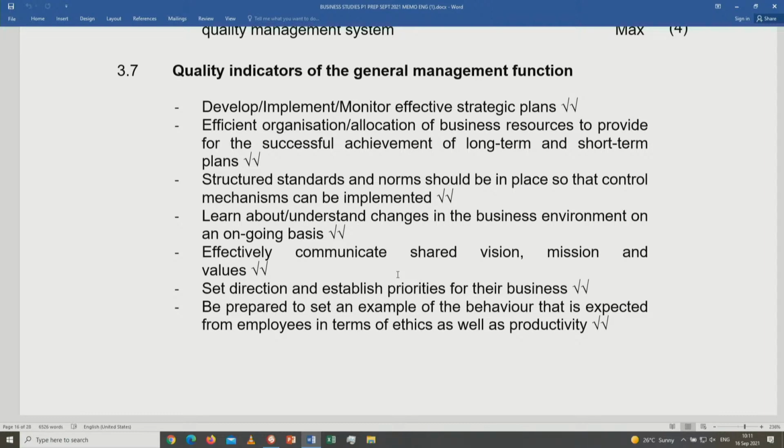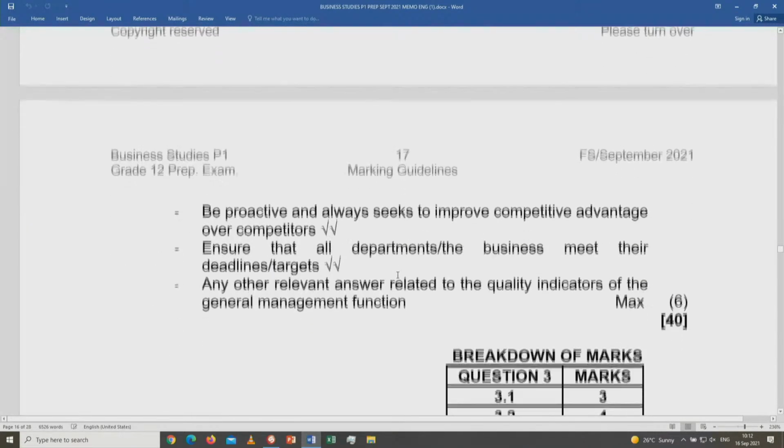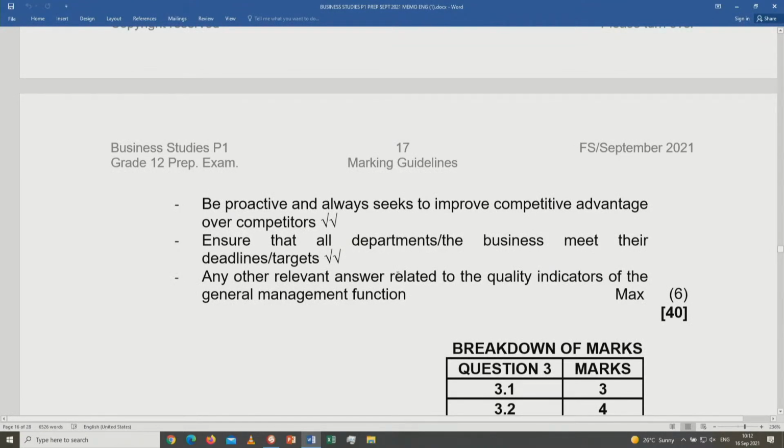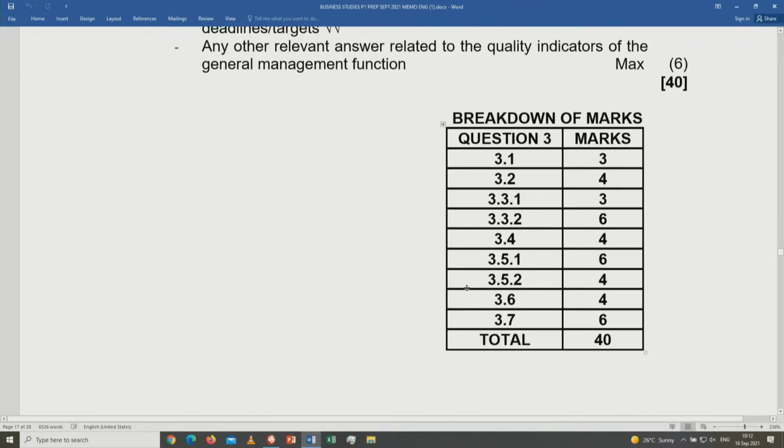To develop or implement or monitor effective strategic plans is 2 marks. Efficient organization or allocation of business resources to provide for the successful achievement of long-term and short-term plans, 2 marks. Structured standards and norms should be in place so that control mechanisms can be implemented, another 2 marks. Set direction and establish priorities for their business, 2 marks. Be prepared to set an example of the behavior that is expected from employees in terms of ethics as well as productivity. These are just some of the responses, but they all have to do with quality within the general management function. You mark that to a maximum of 6 marks, and then there is the breakdown of marks, and the total for this question is 40.